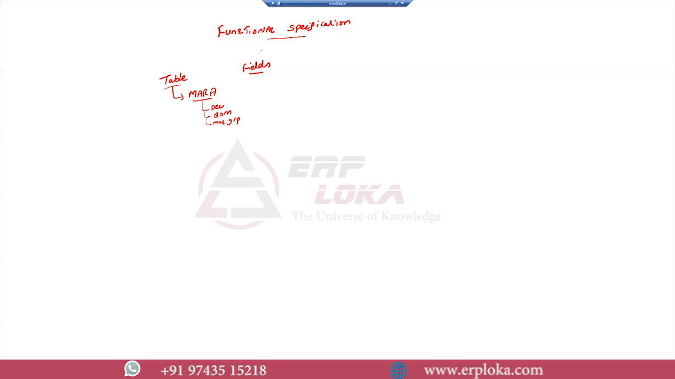So we are going to search the table and we are going to give the data from which table the data needs to be picked to create the functional specification. So today we are going to see a topic of report of release approvers.